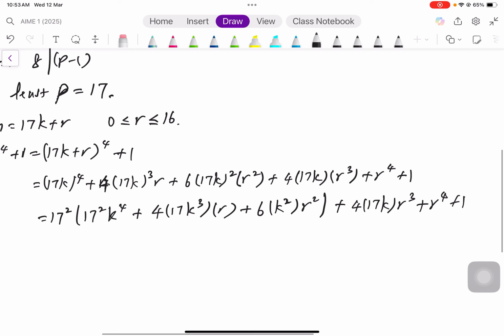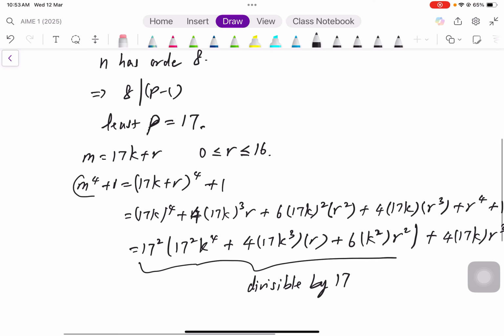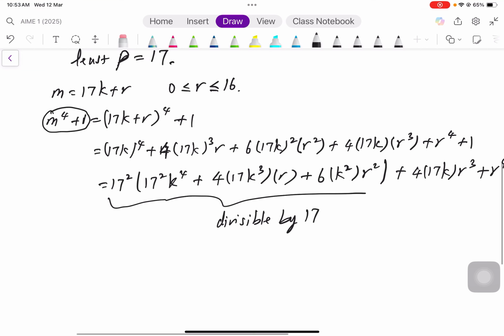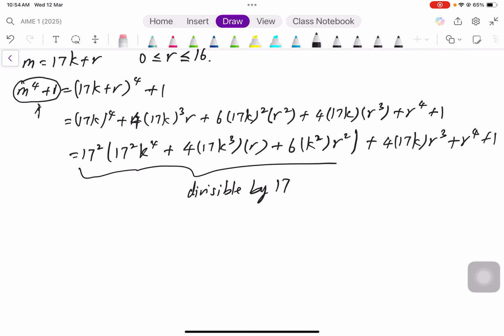This part is divisible by 17 squared. So m to the power of 4 plus 1 is divisible by 17 squared, provided the remaining piece is also divisible by 17 squared.